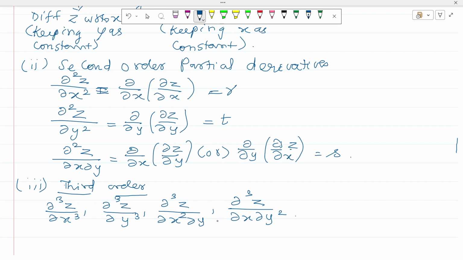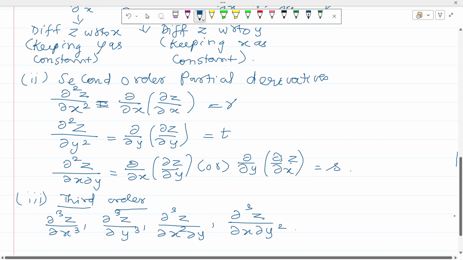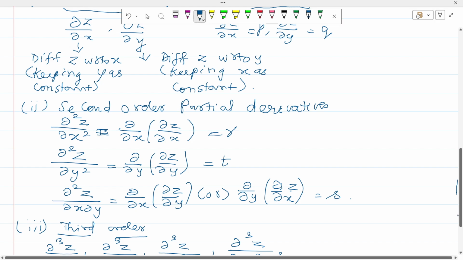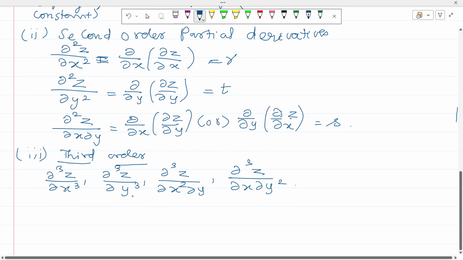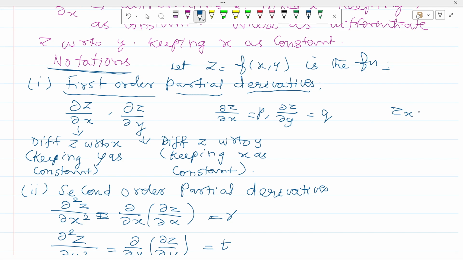So generally these are the partial derivative notations. Sometimes you are differentiating z with respect to x, that means a simple notation. Another notation is that first order partial derivatives sometimes may be written as dou z by dou x. Sometimes they may be written as z suffix x, that is dou z by dou x.